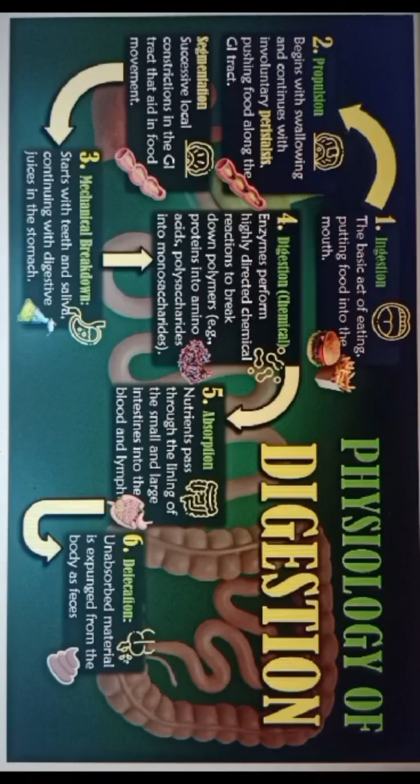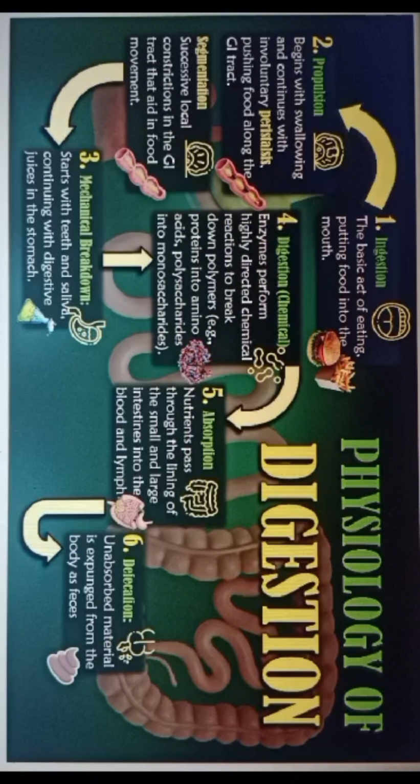The physiology of digestion. The digestive system performs a sequence of actions to process food. The first one is ingestion, the basic act of eating, putting food into the mouth. The second one is propulsion, which begins with swallowing and continues with involuntary peristalsis, pushing food along the GI tract. Next is segmentation, excessive local constriction in the GI tract that aids in food movement. The third one is mechanical breakdown, which starts with the teeth and saliva, continuing with digestive juices in the stomach.